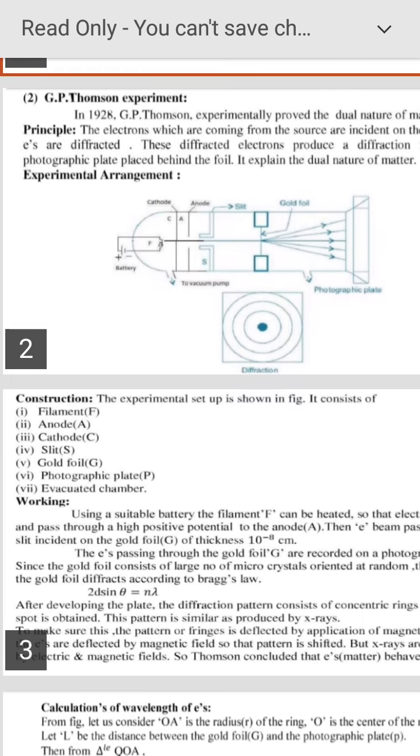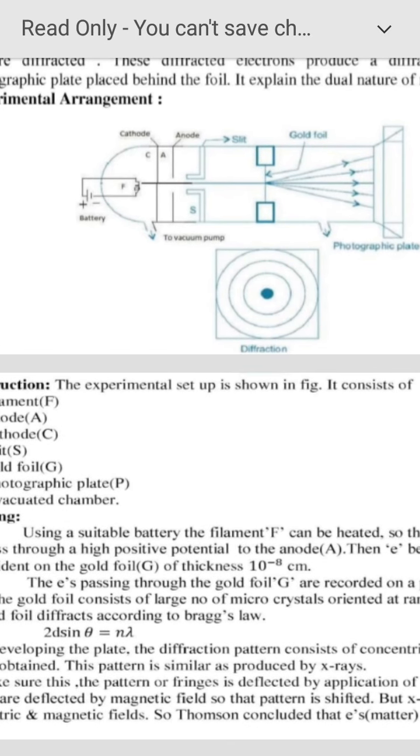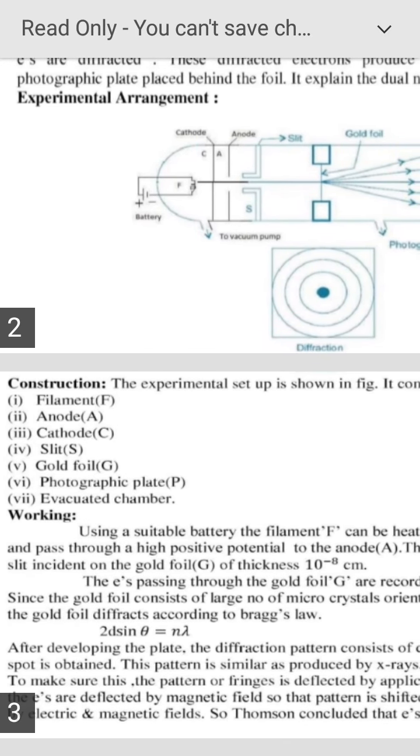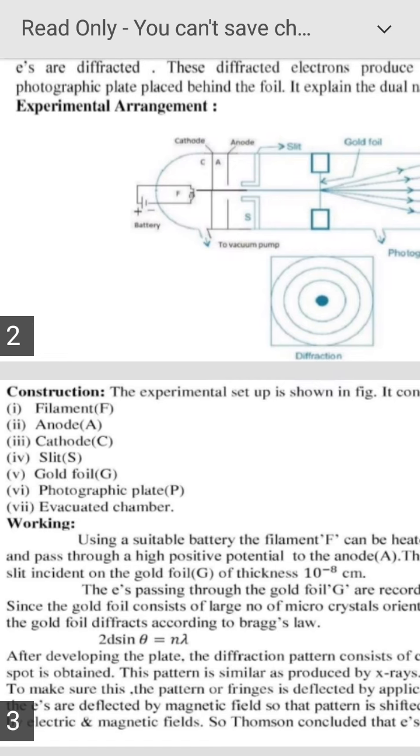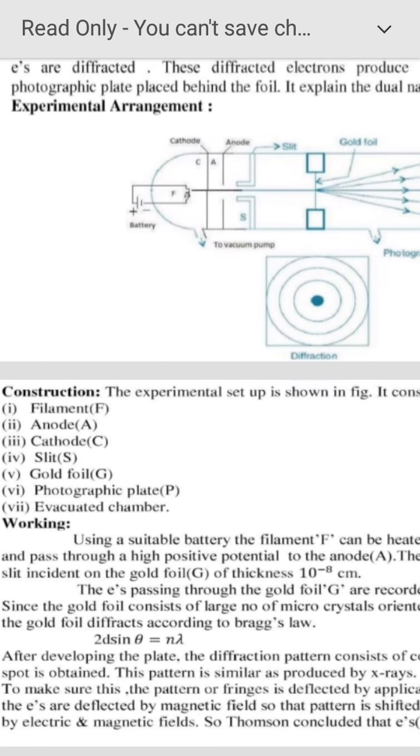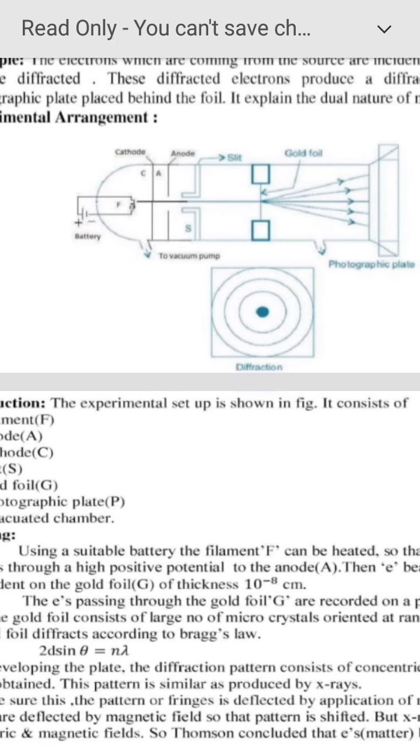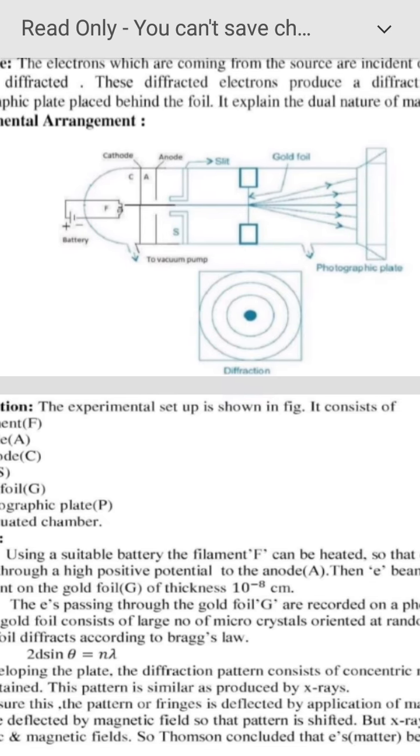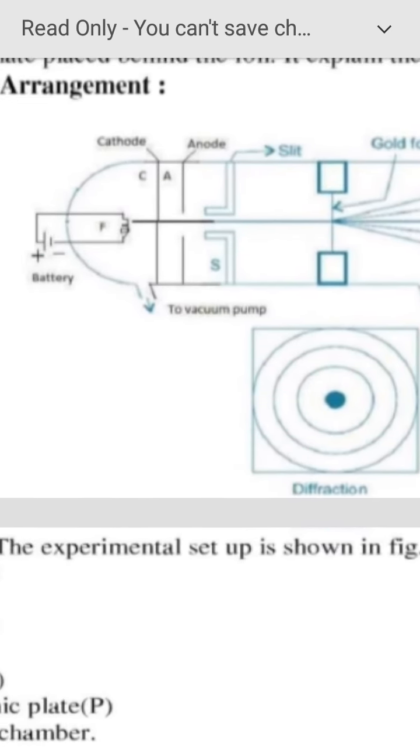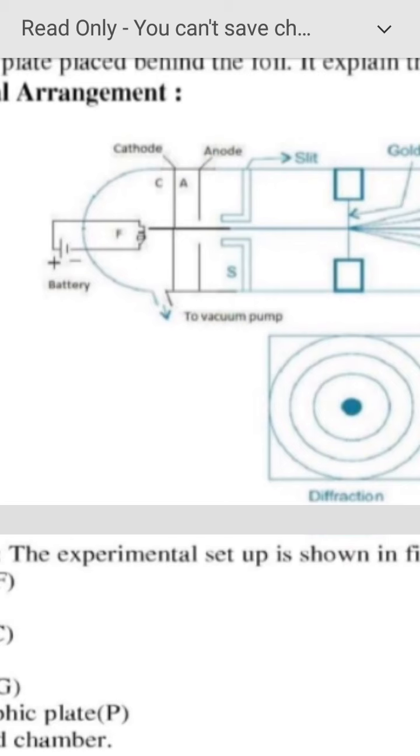And coming to the experimental setup, it consists of the following parts: the filament F, anode A, cathode C, slit S, gold foil G, and the photographic plate P. The whole experiment is carried out in an evacuated chamber. Now the filament F is heated by using a suitable battery.